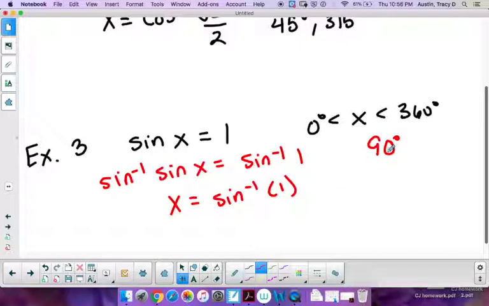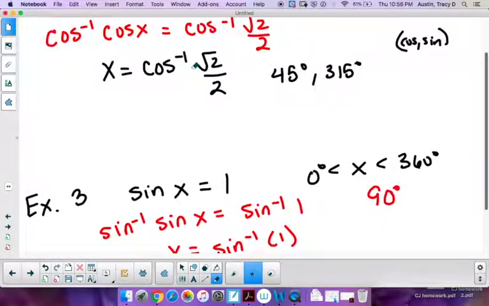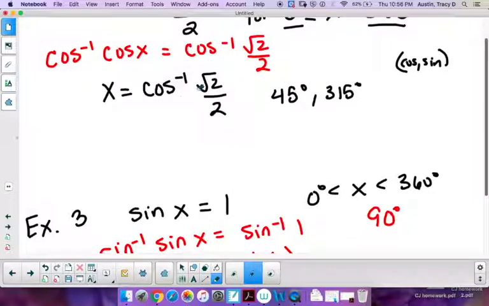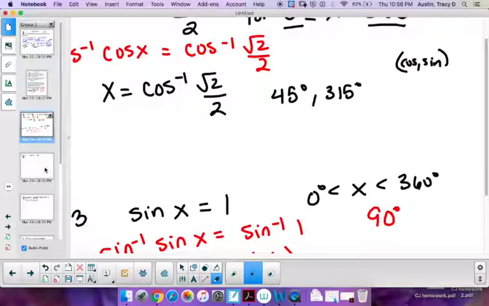When we have things that fall on the axes, a lot of the time it's just going to be one answer. The ones that fall on actual measurements are going to have two, because there are two places on the unit circle where the cosine of something is going to equal root 2 over 2. And it's going to be a positive root 2 over 2. All right, let's try a negative one.